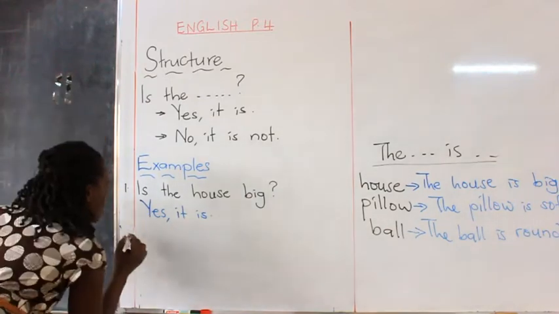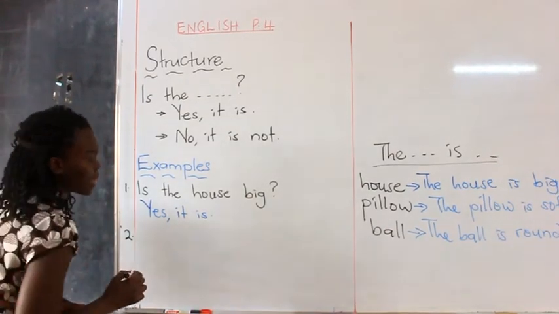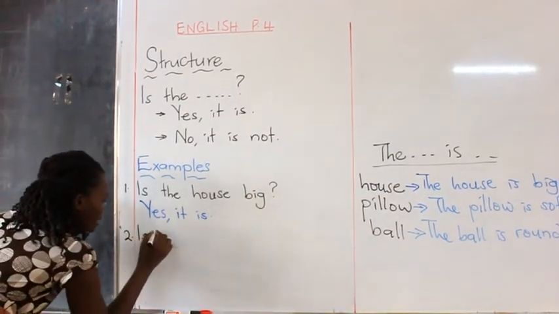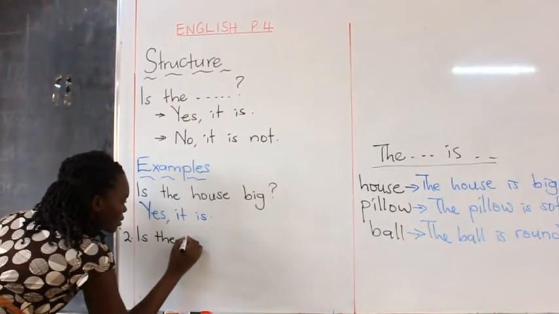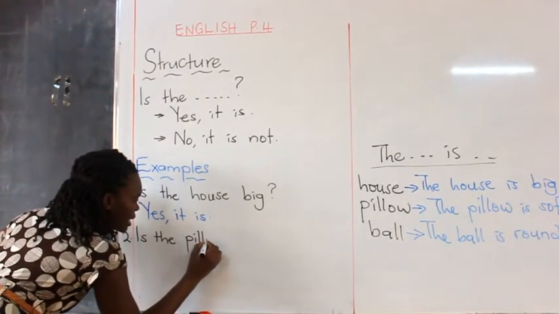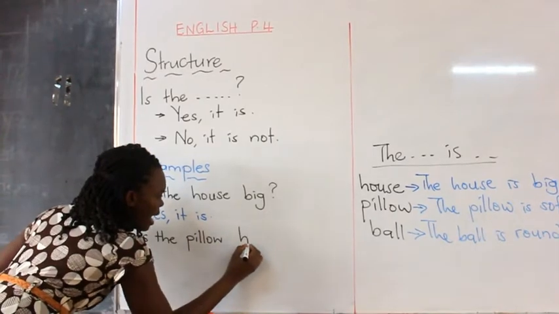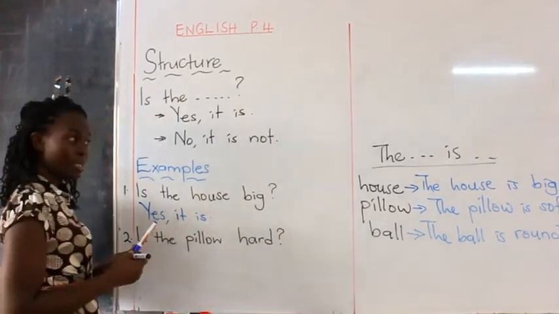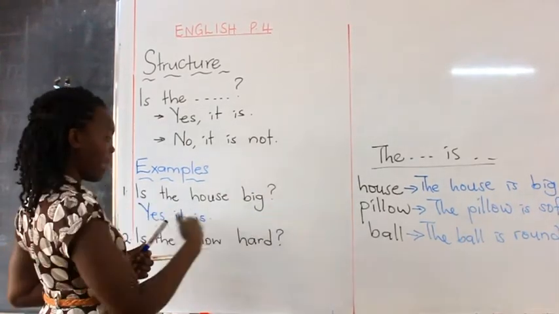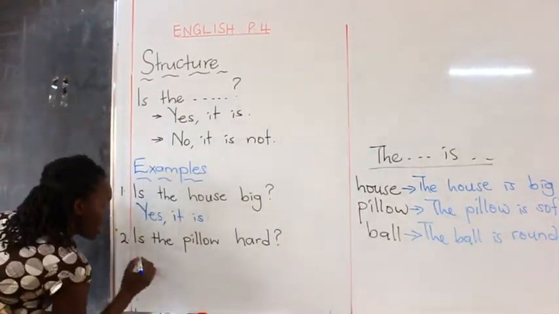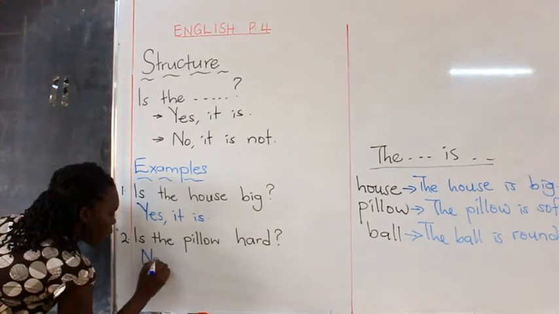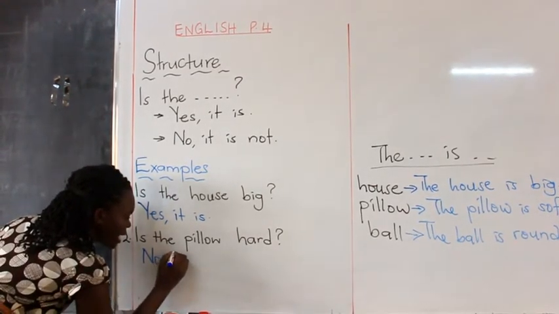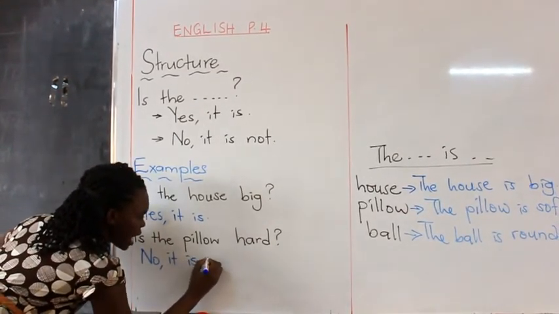Example 2, I could have, "Is the pillow hard?" Because the pillow is soft, like we have said there, here the response is going to be no, followed by a comma. It is not.